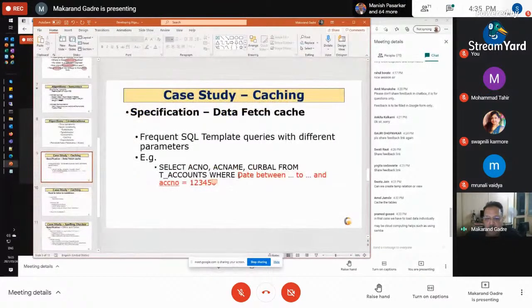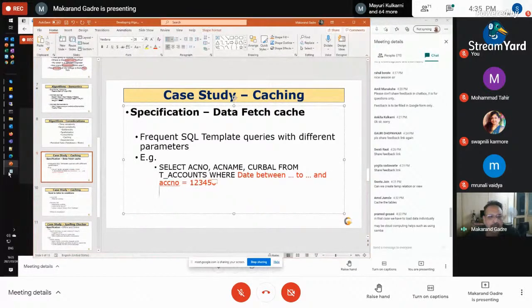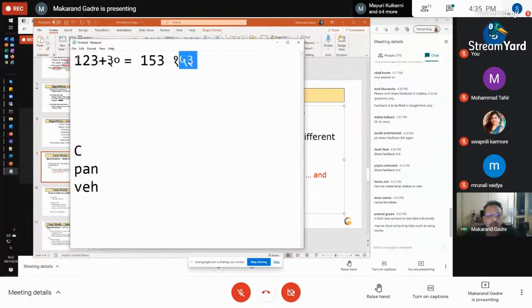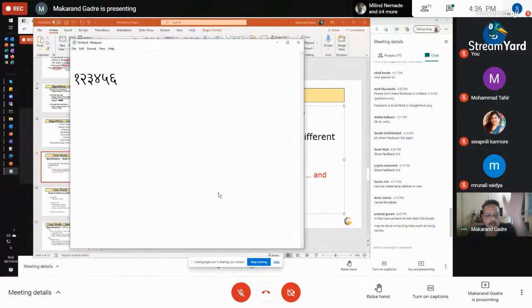Account number and date, I make a hash table of date between two. So what do I do? Construct a hash table here. I'll add it in my notepad. I'll construct the hash table which says something like 1, 2, 3, 4, 5, 6.